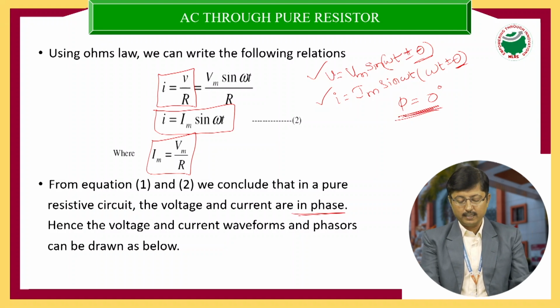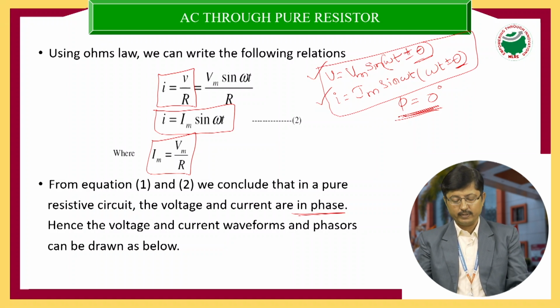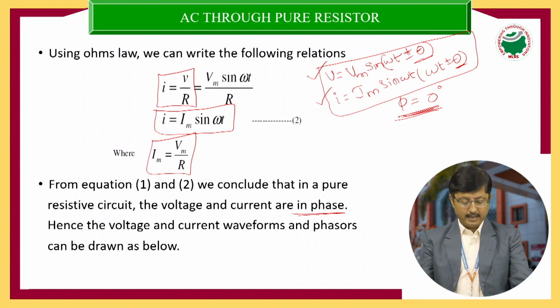Comparing both equation 1 and 2 with the standard equations, I conclude that the phase angle is equal to 0 here. That means both are in phase, so voltage and current are in the same phase. If the voltage starts at 0 degrees, then the current also starts at 0 degrees. If the voltage starts at 30 degrees, then the current also starts at the same 30 degrees. Both voltage and current are in the same phase, that is, of the same nature.